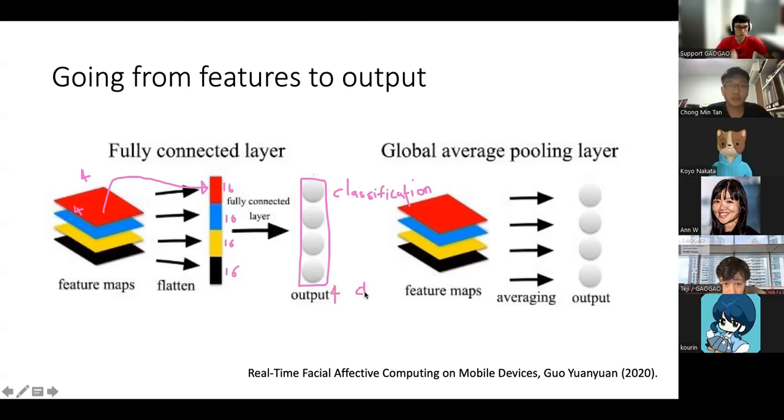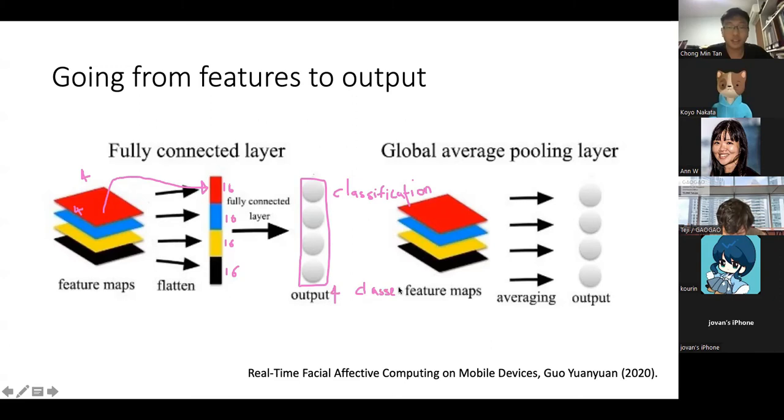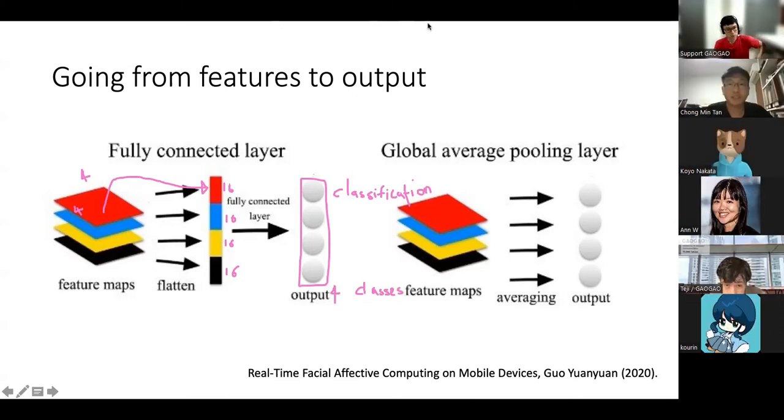Yeah, so this is the fully connected approach. And this is what people normally use for classification problems. And it's quite effective actually. Okay, so this is fully connected.